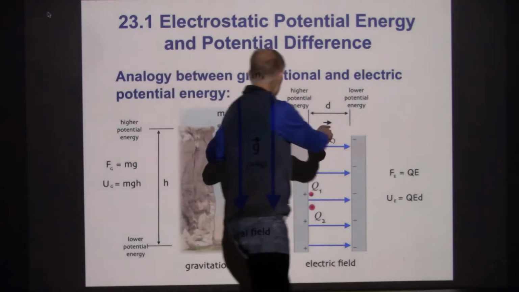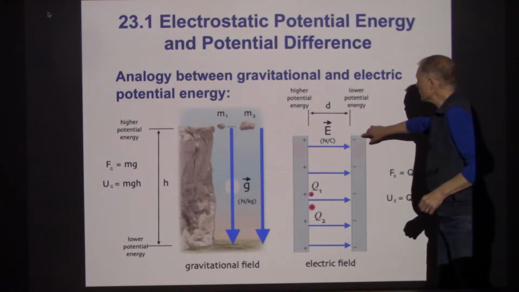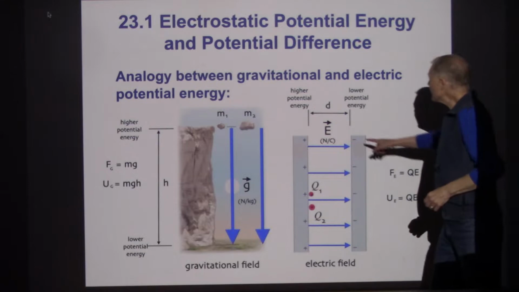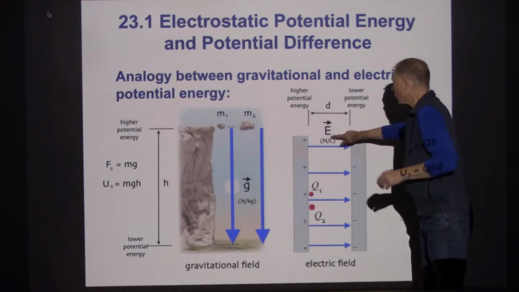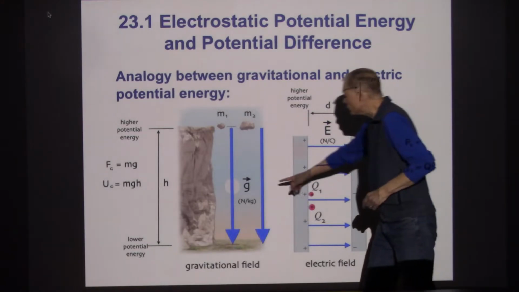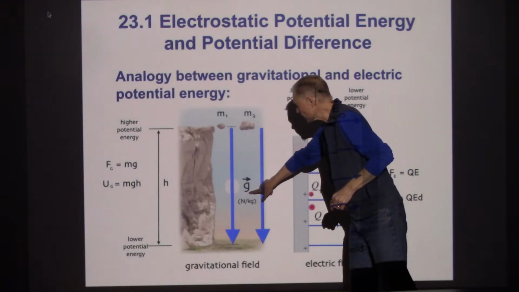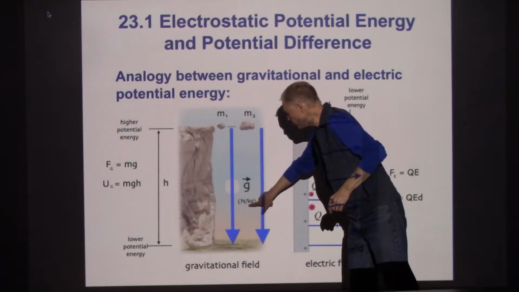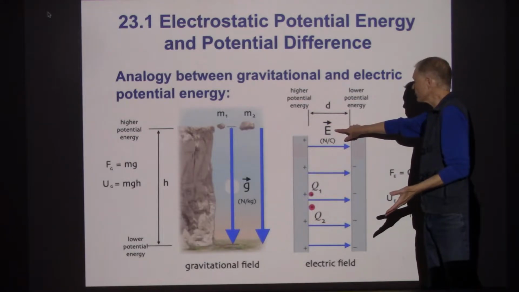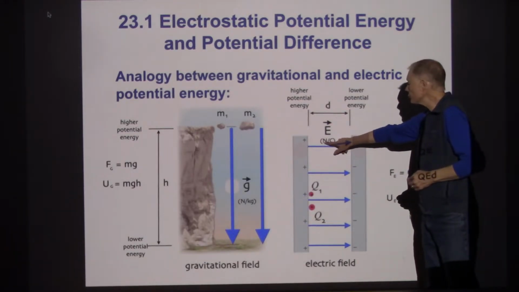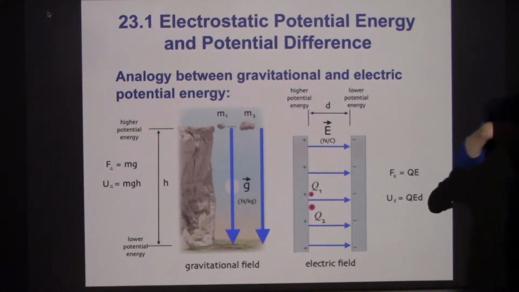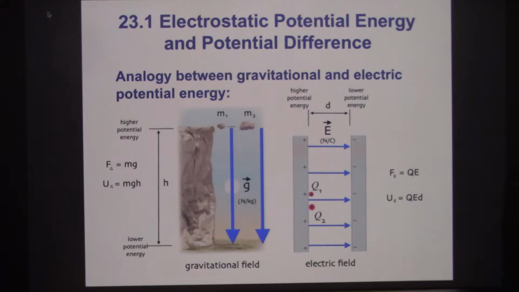Now let's step away from the gravity picture and let's define a region where there's an electric field. Now here the electric field is uniform. We're using these two plates to generate a uniform electric field. Just like the units on the gravitational field were newtons per kilogram, there's an analogous set of units here, which are newtons per coulomb. This electric field is going to exert a force on anything that has charge to it.